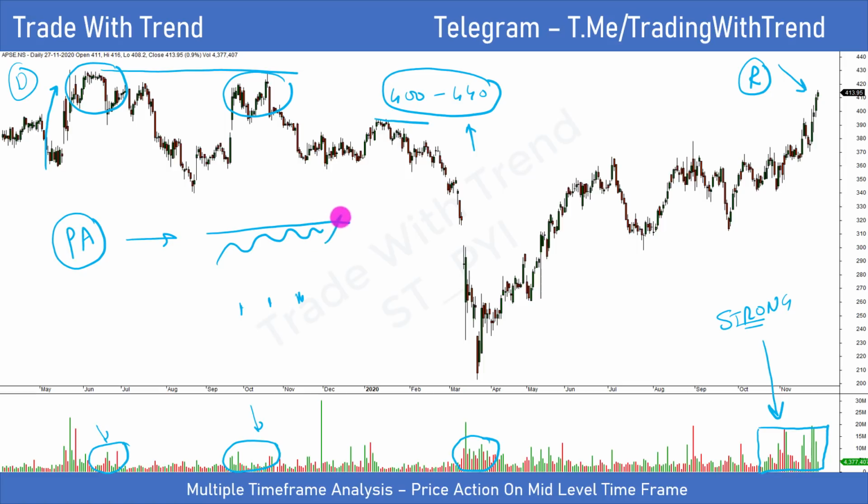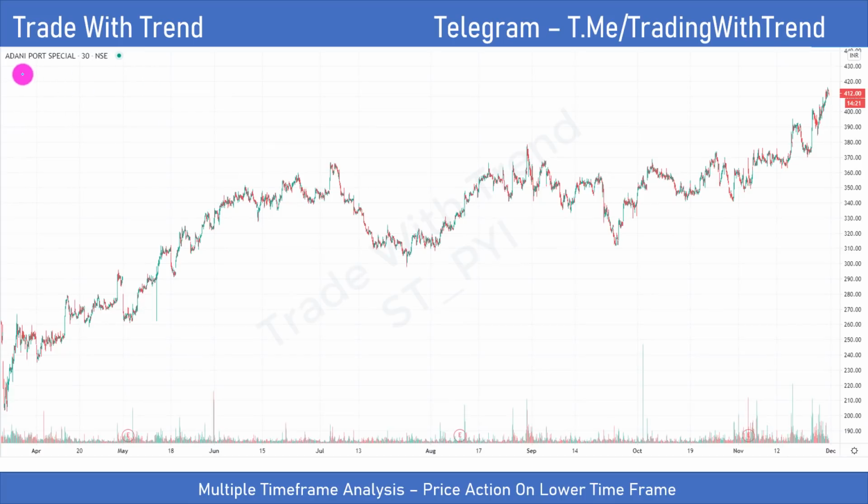If price is again approaching this resistance level and volumes start spiking up, then more often than not you will see price head higher. So let us now move to a lower time frame chart. For me, this is the 30-minute time frame. Again, this is for Adani Port. The first thing I like to do is mark out a strong support level on the chart.